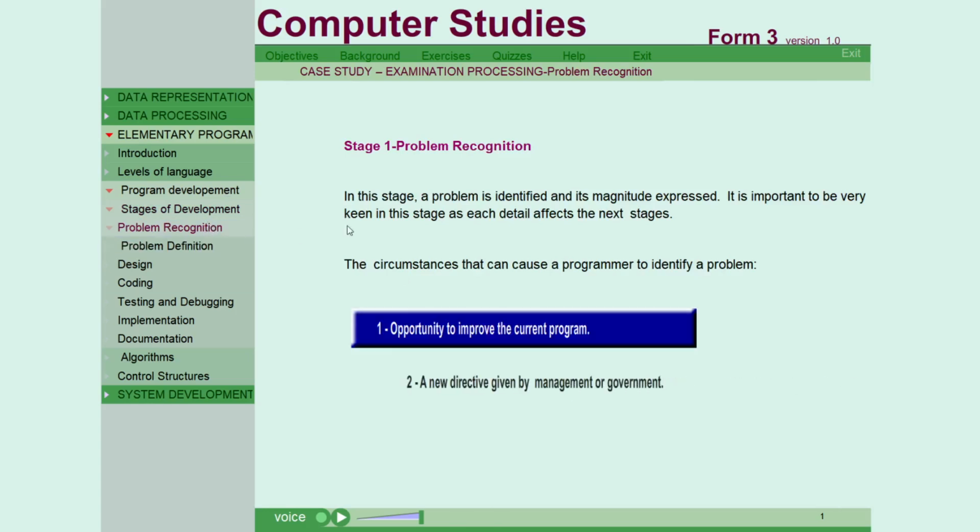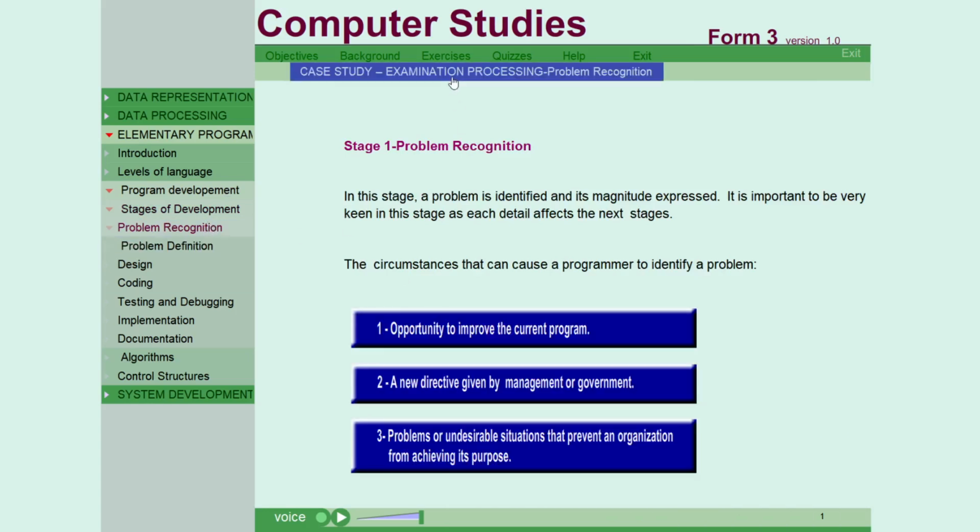Stage 1. Problem recognition. In this stage, a problem is identified and its magnitude expressed. It is important to be very keen in this stage as each detail affects the next stages. The circumstances that can cause a programmer to identify a problem are: opportunity to improve the current system, a new directive by the management or government, and problems or undesirable situations that prevent an organization from achieving its purpose.